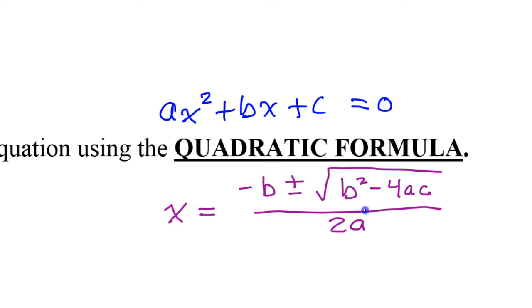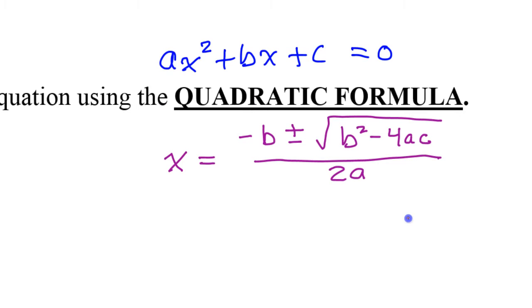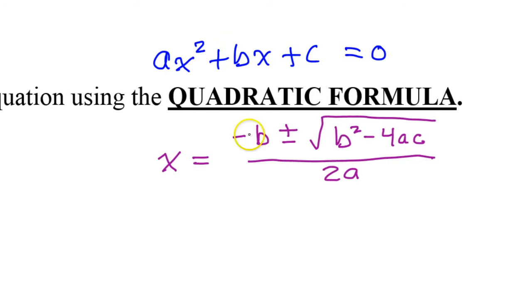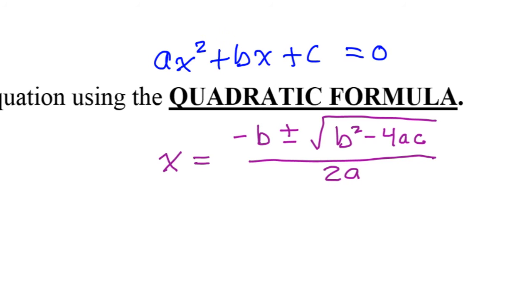And for my students, to help them remember it, we would sing it as a song, and we'd go: opposite of b, plus or minus square root, b squared minus 4ac, all over 2a. There are lots of different songs that you can sing to help you remember the quadratic formula. If you're having trouble, try using song. Anyway, all you have to do is know your a, b, and c and plug those in.